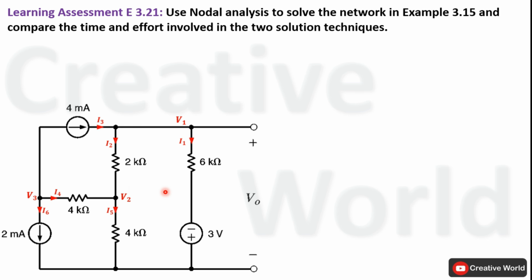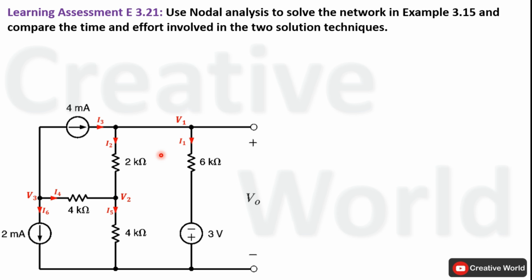Now, in order to calculate the value of V0, we should have the value of current through this 6 kilo ohm resistance. Or in other words, if we know the value of voltage V1, which is taken with reference to this ground node, we will be able to calculate the voltage across these two terminals labeled as V0, and we are interested in calculating its value. So whatever the value of voltage V1 will be, this same value will also be equal to V0. So we are interested in calculating the value of V1. For that purpose, we will apply Kirchhoff's current law on these nodes.